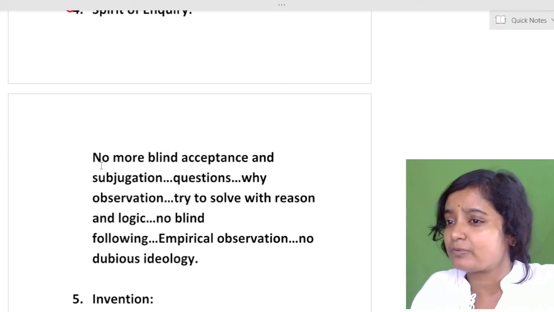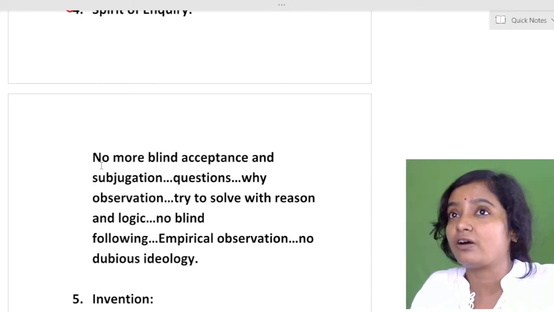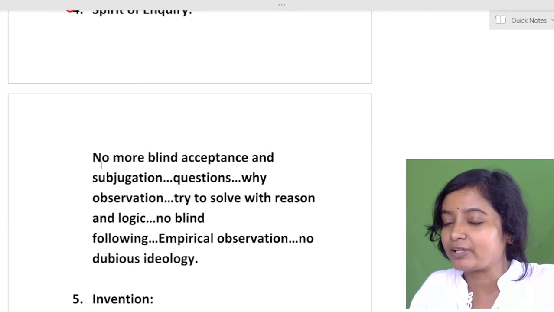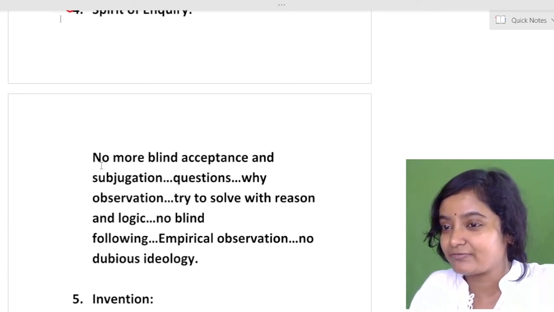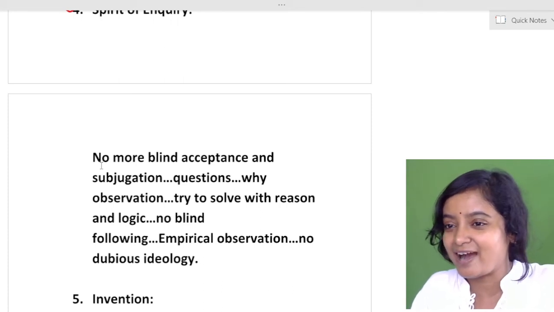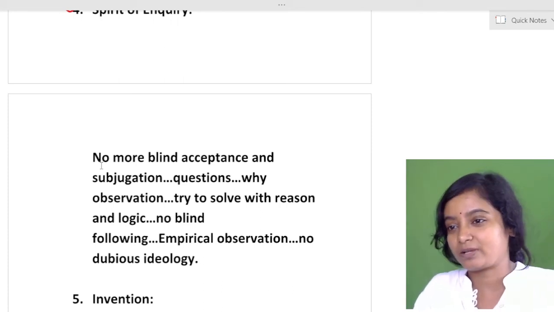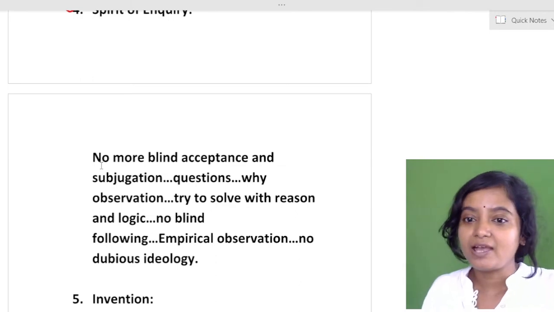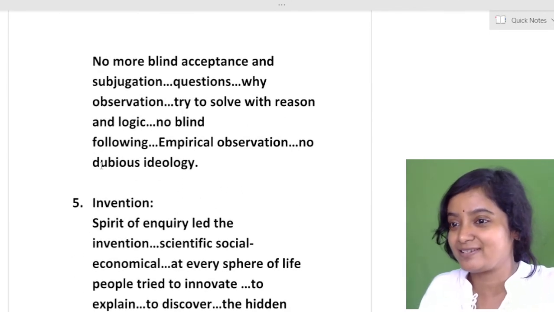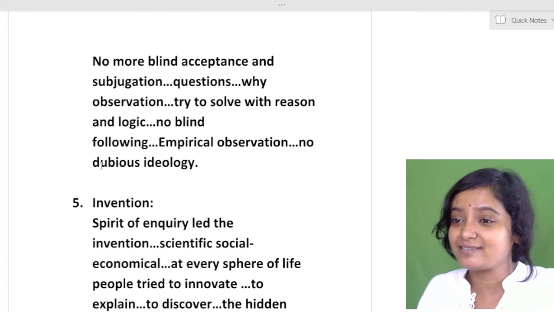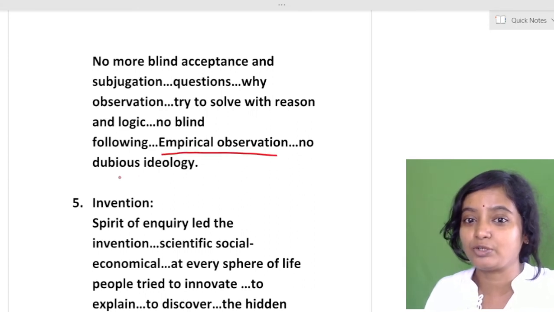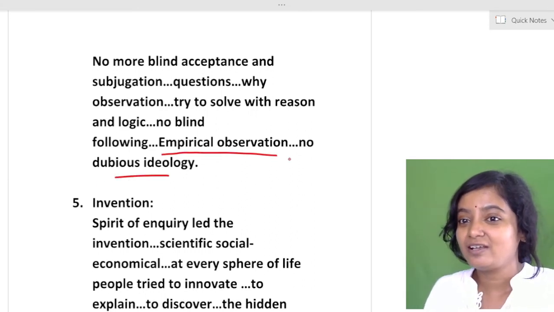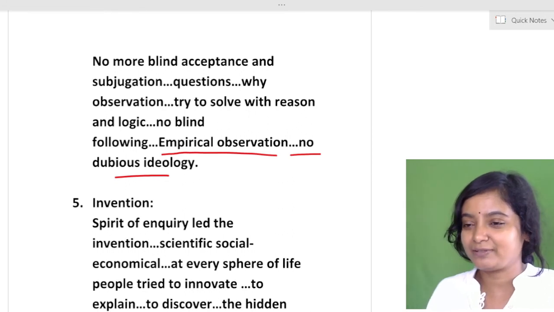People started giving importance to observing. They started observing the social scenario, the political and economic scenario, and even the features that guided our life. The sky, the space, the earth, everything they started observing, not blind following. And they tried to solve the mysteries of nature through their reasoning power. Empirical observation is a very important feature of Renaissance. No dubious ideology can dominate them or make them foolish.